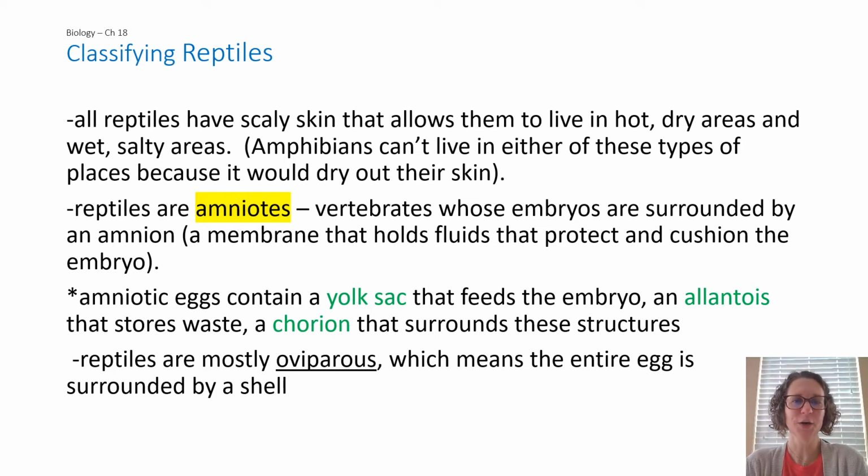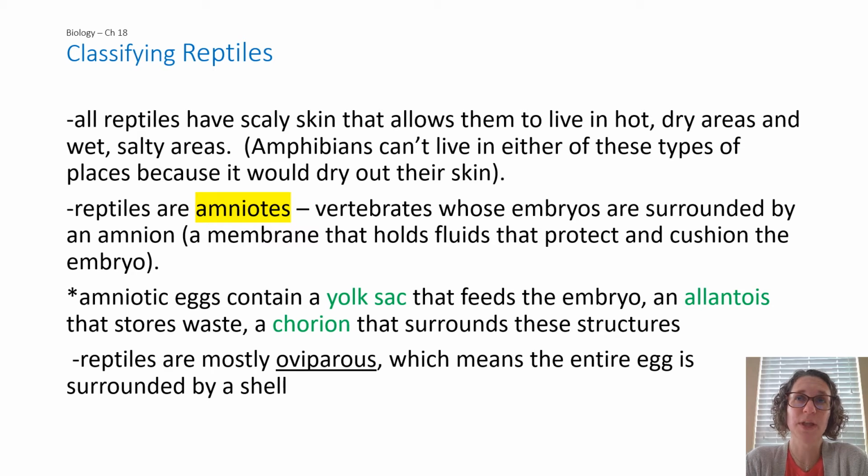Hi guys. All right, so we are wrapping up chapter 18. Remember the ectothermic vertebrates. They are animals that use the environment to control their body temperature, and they are animals that have a spine. So we've already talked about fish and amphibians. We dissected the frog, and so we are moving on to reptiles.